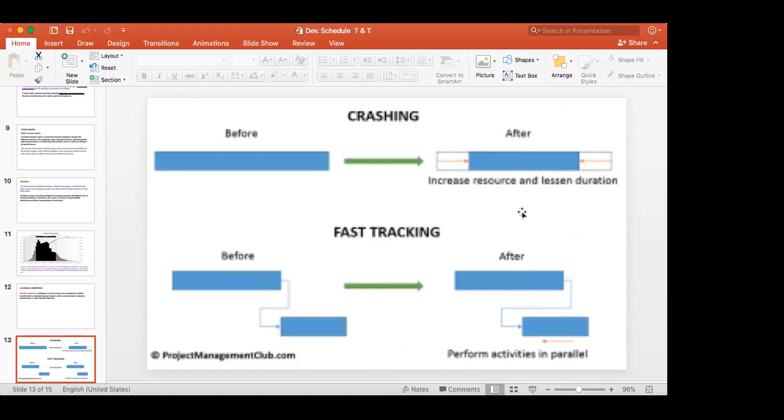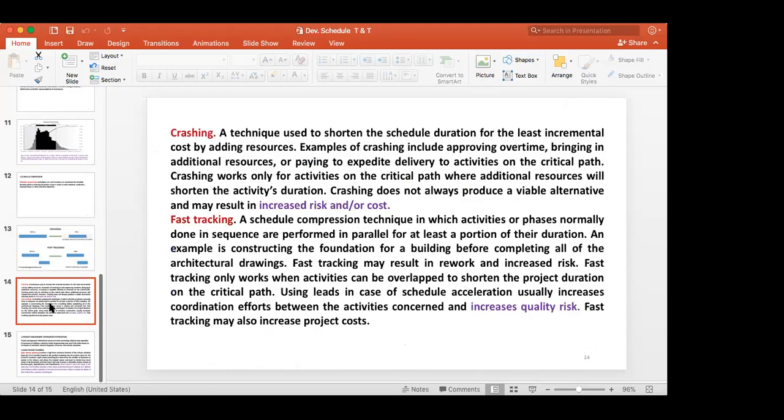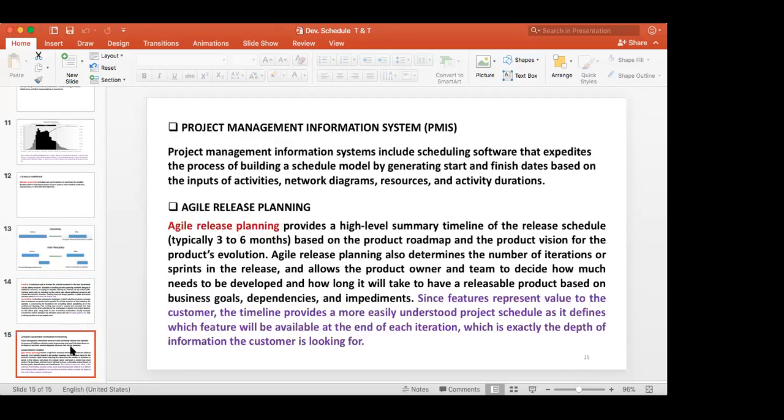Crashing and fast tracking, you just note here it says risk and cost. Then the project management information system includes scheduling software. We are using the software for scheduling. You will never do the modeling yourself, and everything will be done by software.